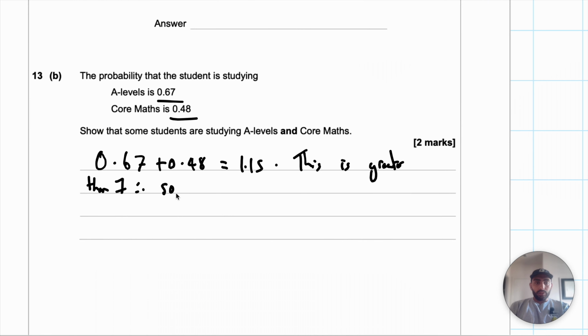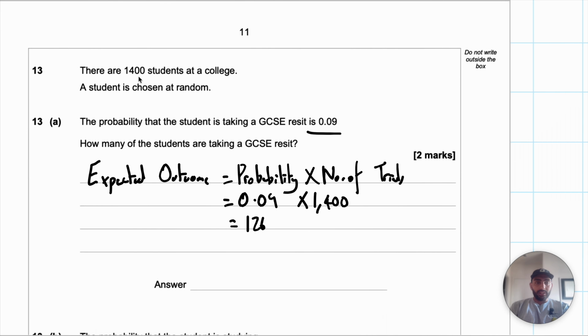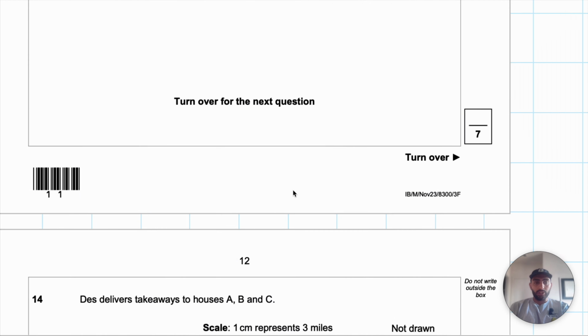Therefore, some students will be studying both. Another way you could do this is work out the amount of students that are studying A-levels, the amount of students that are working core maths, and you'll see that it would be a total greater than 1,400. That could be another way that you could do it as well.